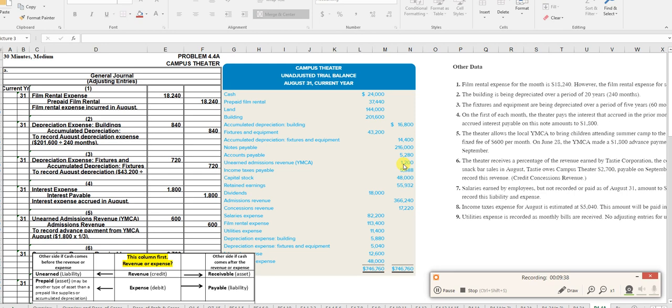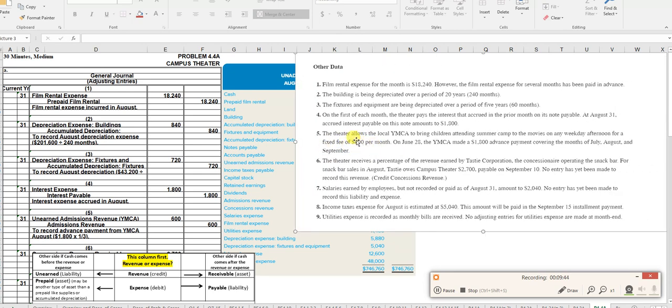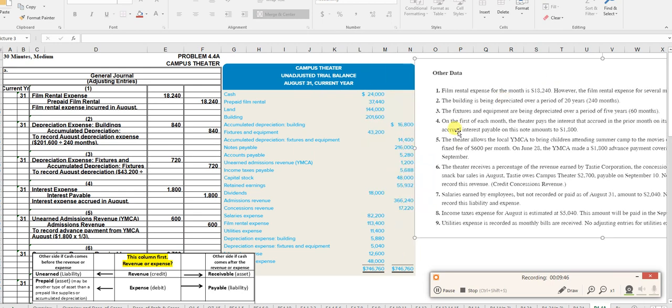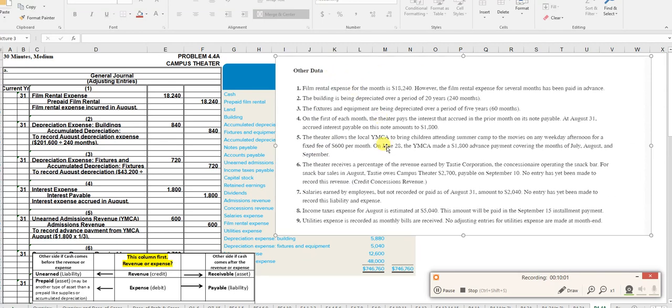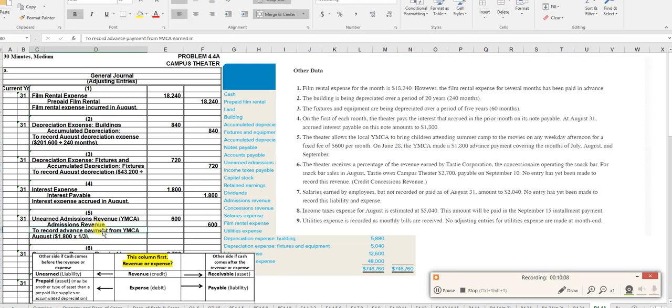So I need to make the adjusting entry for August only. This is the more important part, but some of the problems will say it should make sense that after I do August, there better be $600 left because I'll only have September left. Now I have to ask myself, is this a revenue or expense? We are the theater. The YMCA is paying us, so this is a revenue. So I'm going to credit admissions revenue.